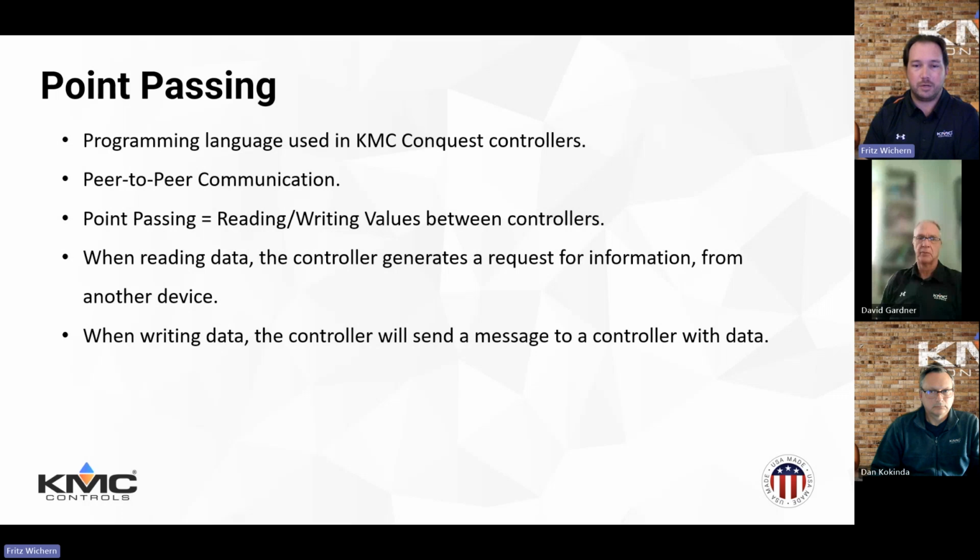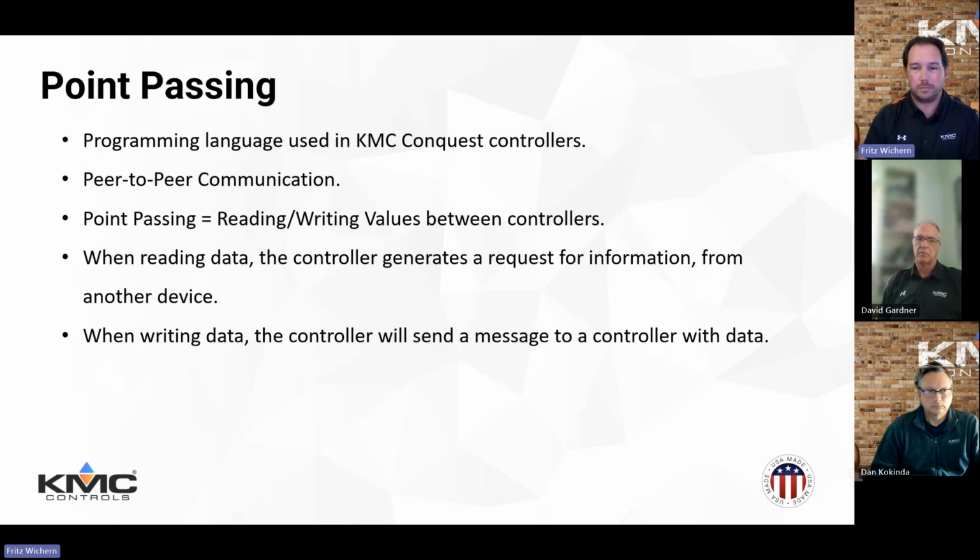If any controller needs to share values, it either needs to send data or read data. When it's reading data, the controller generates a request for information from another device. So if we're reading, say, an outside air temp sensor from another controller, a request is generated and sent to the controller with the outside air sensor. That controller receives the request and replies with a message containing that outside air temperature. It's basically the opposite with writing data. If the controller has code to write to another controller, the destination controller will be sent a message with the data specified. So a controller may send occupancy info to another controller across the network.